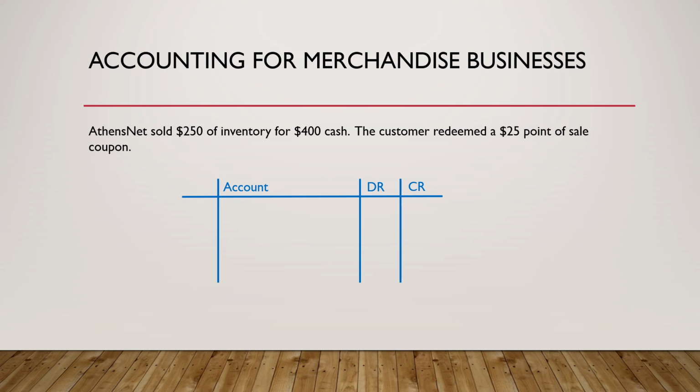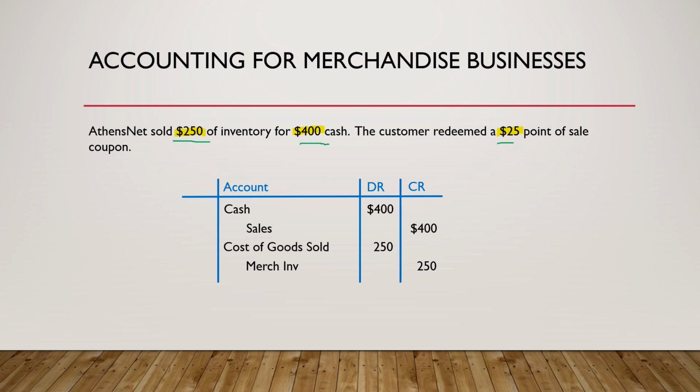What about sales with coupons? AthensNet sold $250 of inventory for $400 in cash. The customer redeemed a $25 point of sale coupon. How would this journal entry normally look without the coupon? We debit cash and credit sales for $400 and debit CGS and credit merchandise inventory for $250.